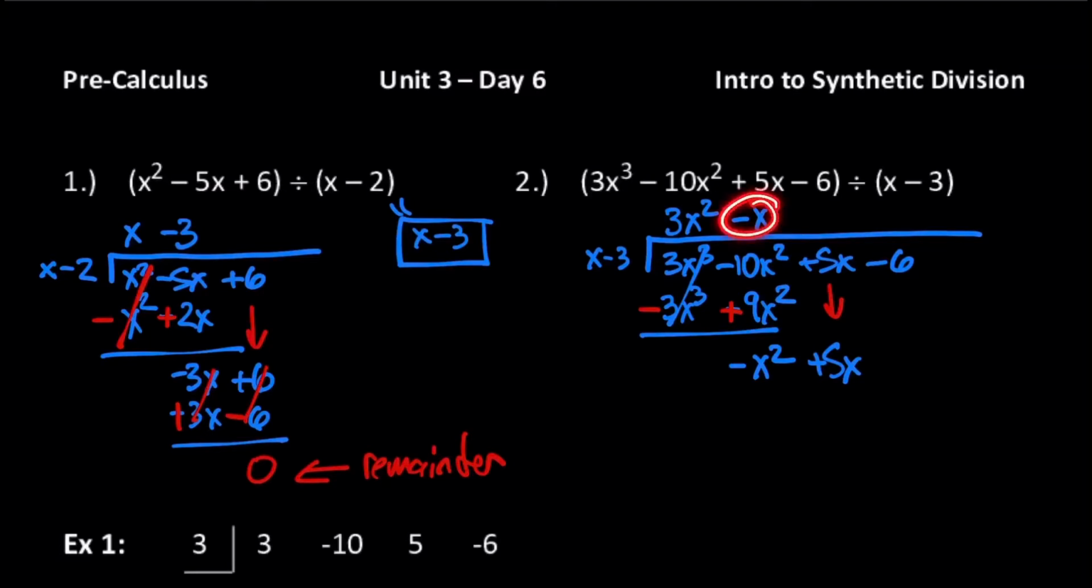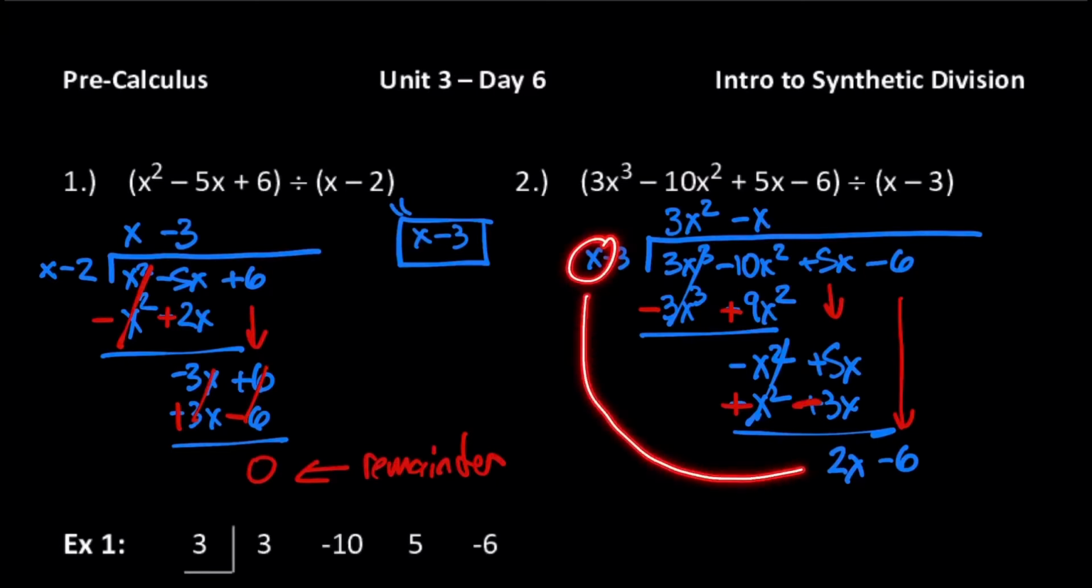And now I multiply negative x times both of these. That's negative x squared, and that's positive 3x. Now subtract. So you negate both of those. That becomes negative. And those cancel as they should. 5x minus 3x is 2x. And I bring down my last term, minus 6. Ask yourself, how many times does x go into 2x? And that answer is 2.